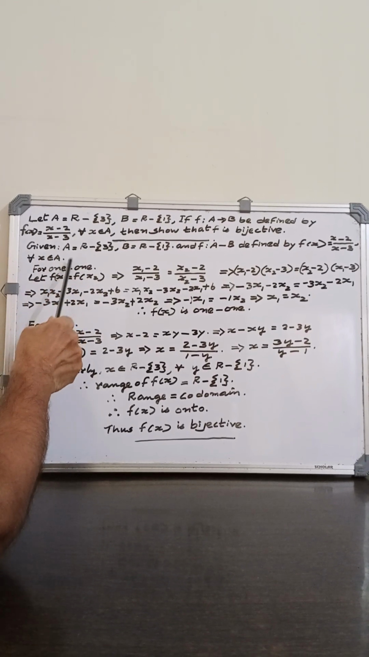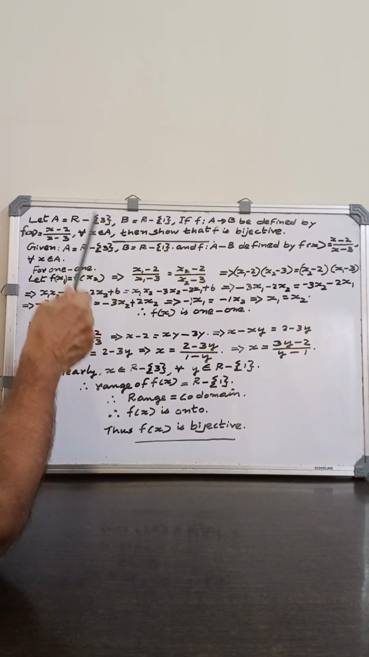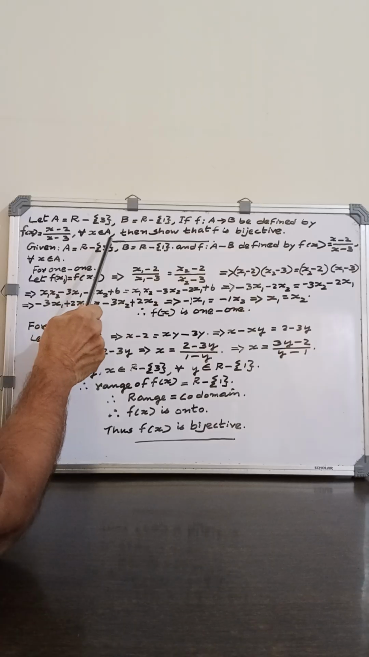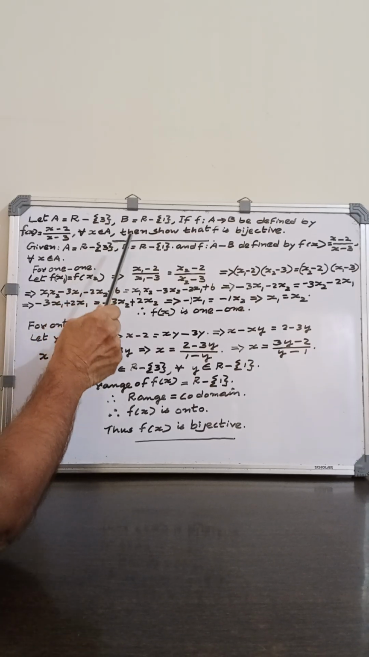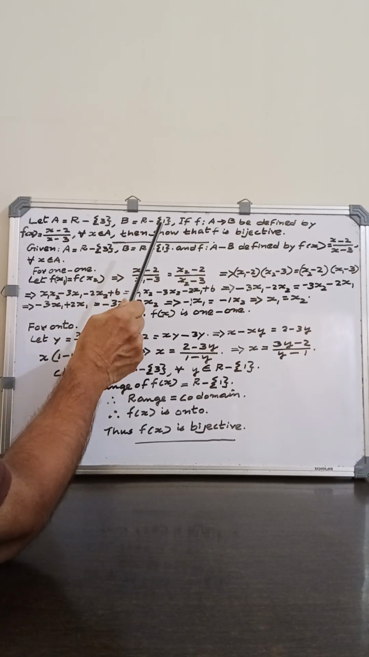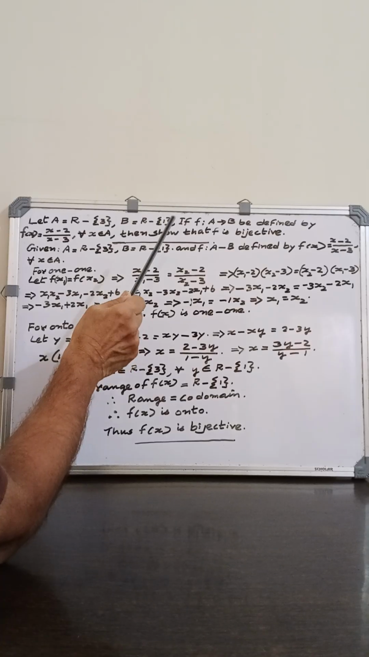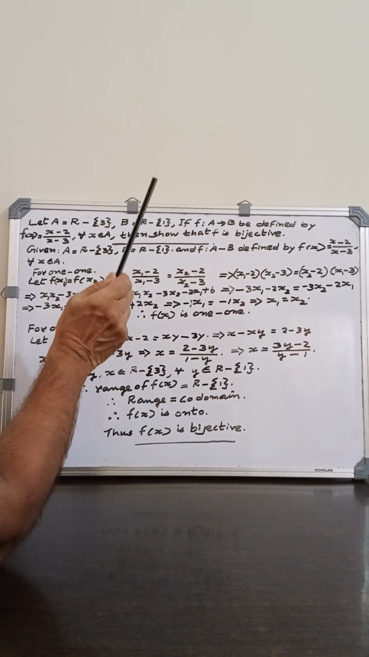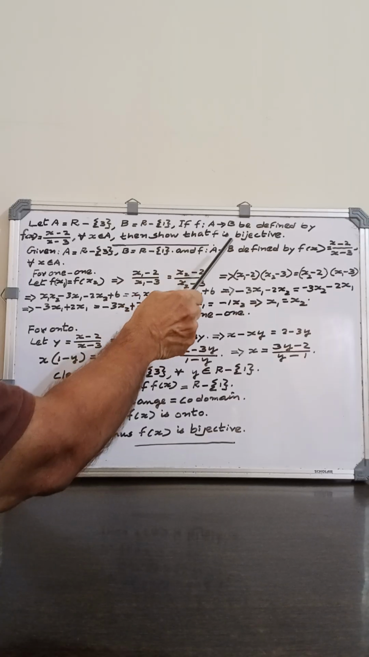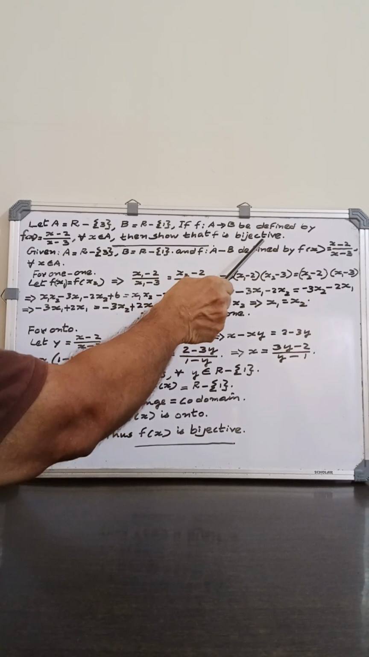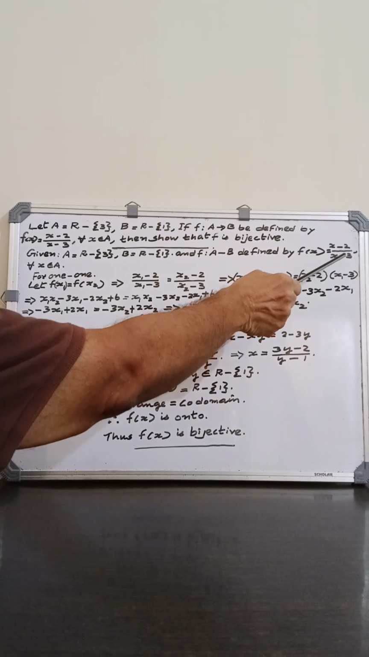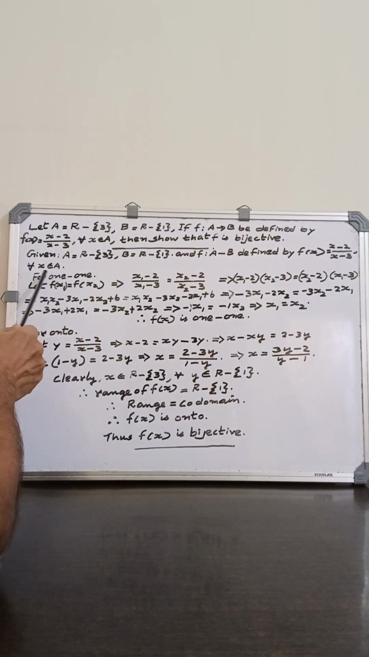Given A equals R minus {3}. That means all real numbers we can consider, but 3 is avoided. And B equals R minus {1}. That is, all the real numbers except 1 can be considered for B. And f: A → B is defined by f(x) = (x − 2)/(x − 3) for every x belongs to A.